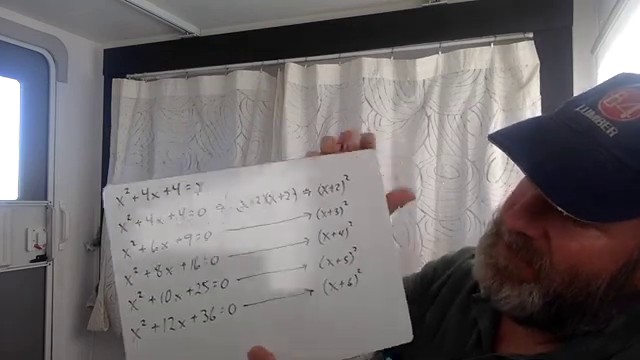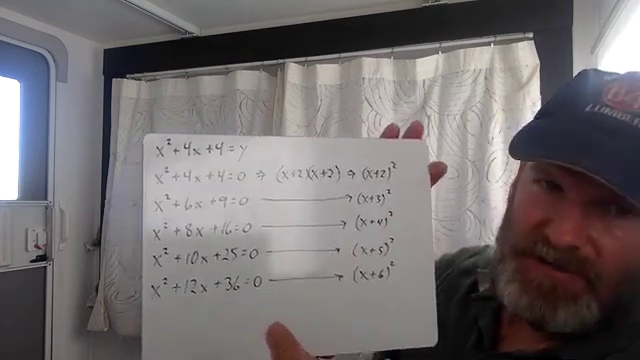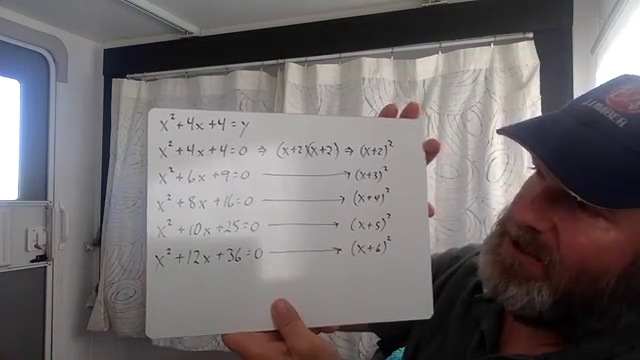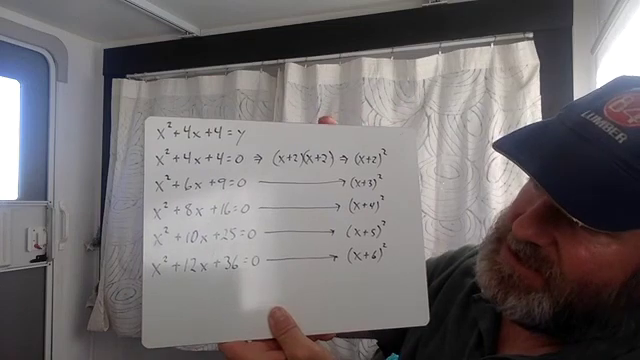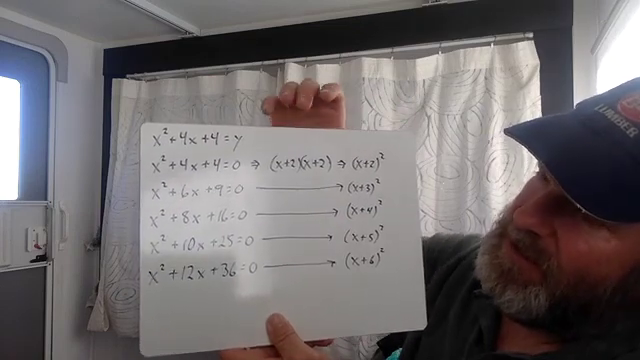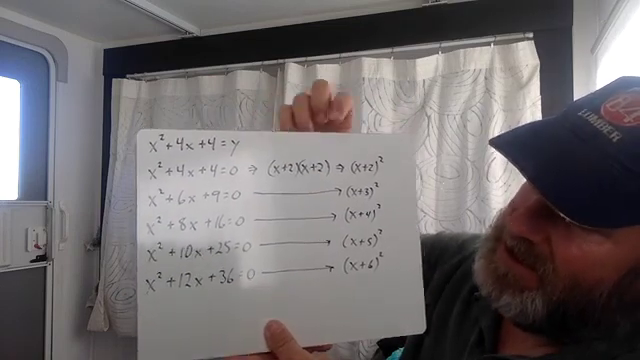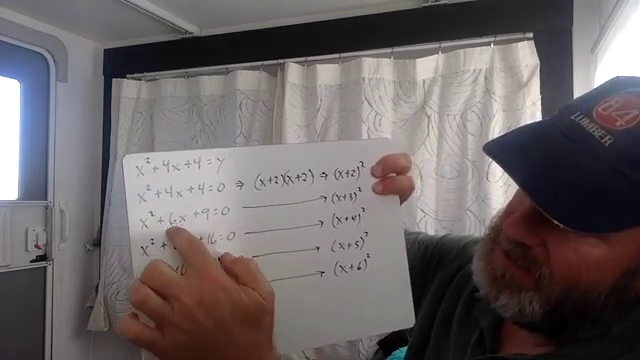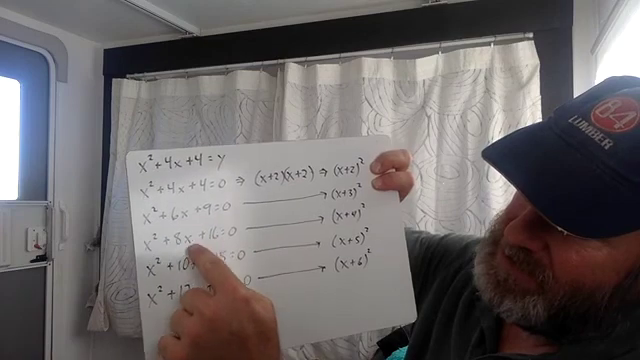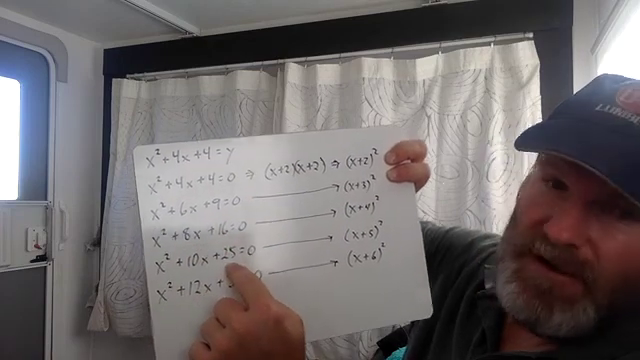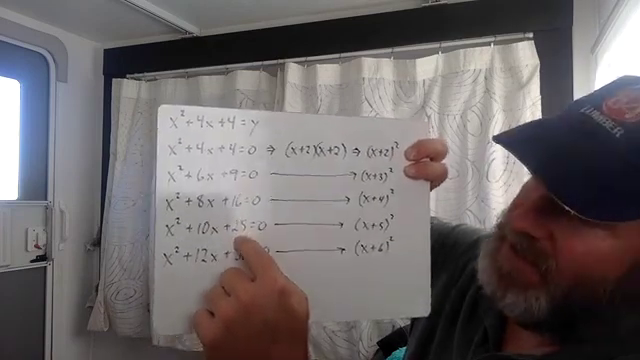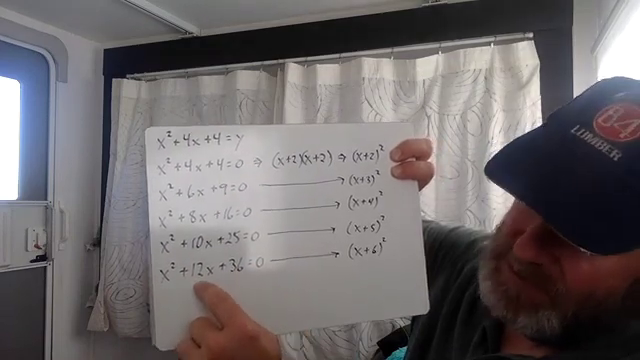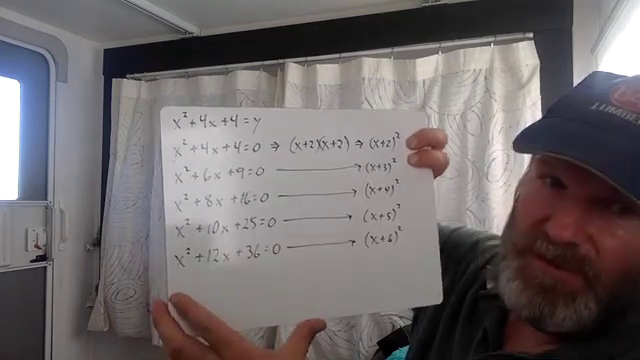Now, in these next four examples, I just went straight to substituting in a 0 for y. And I just kind of went in order, went 4, 6, 8, 10, 12. So x squared plus 6x plus 9, that's x plus 3 squared. 3 times 3 is 9, 3 plus 3 is 6. 4 times 4 is 16, 4 plus 4 is 8. 5 times 5 is 25, 5 plus 5 is 10. 6 squared, 6 plus 6, so on and so forth.